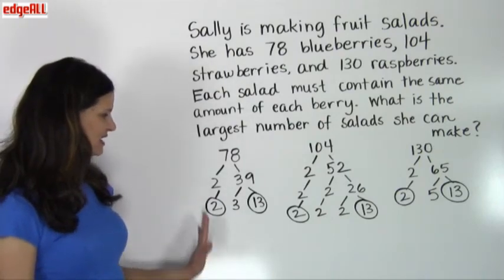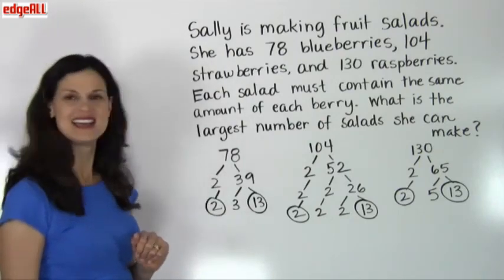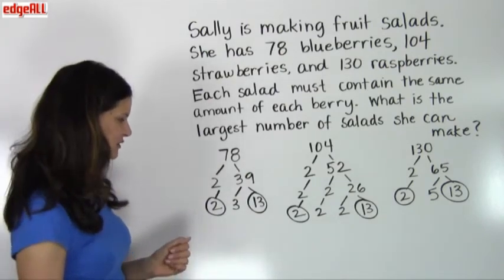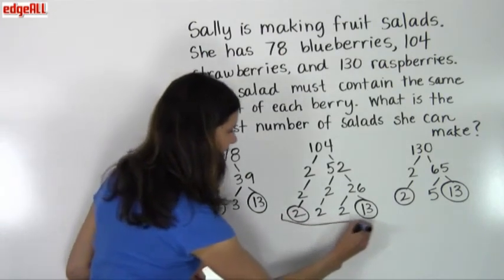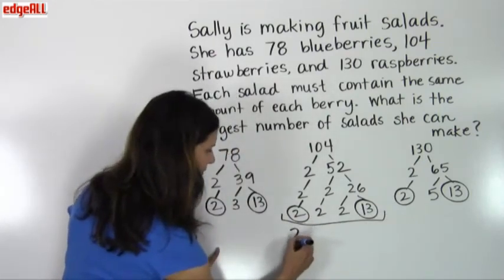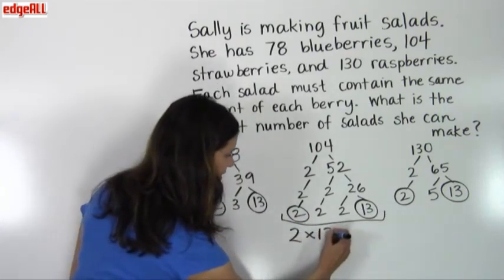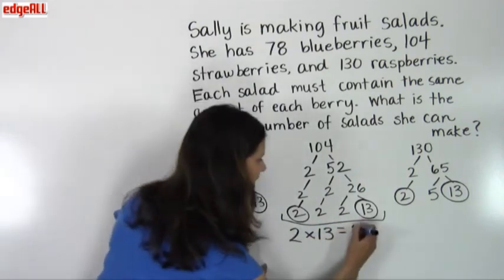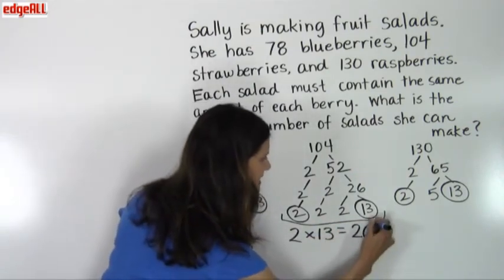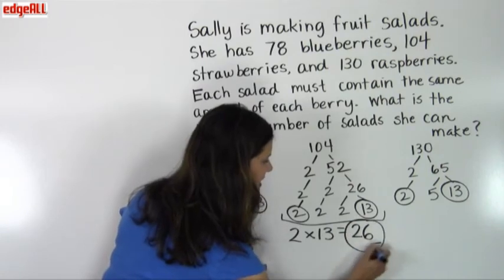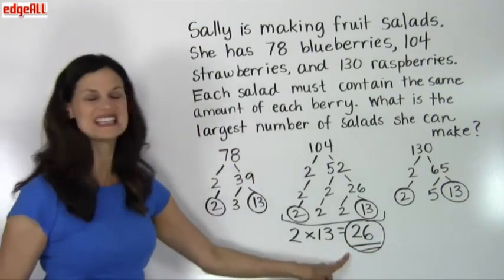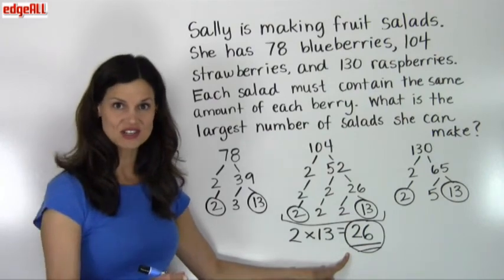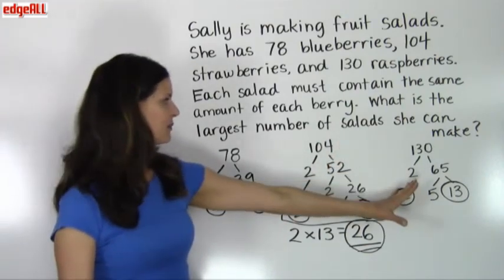And then what I do is I take one of these that I have circled the common prime factors for. I'll take this one here. And I take the prime factors and multiply them together. So I have 2 times 13 equals 26. And that tells me then that 26 is the greatest common factor of these three numbers.